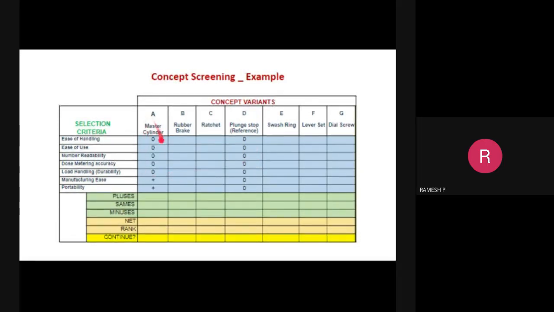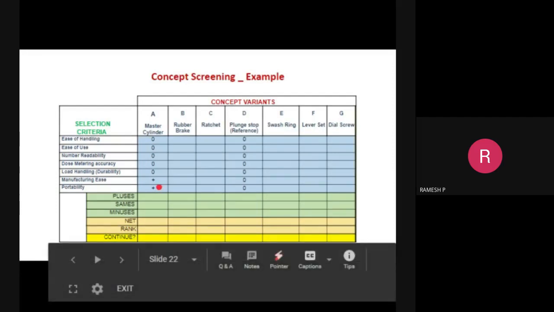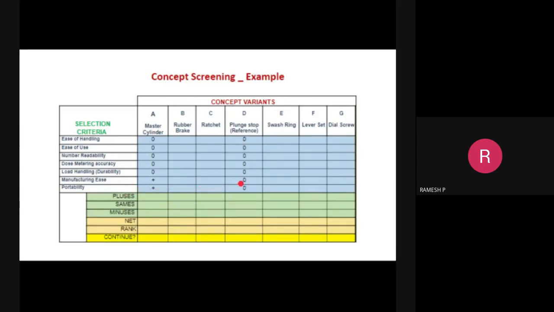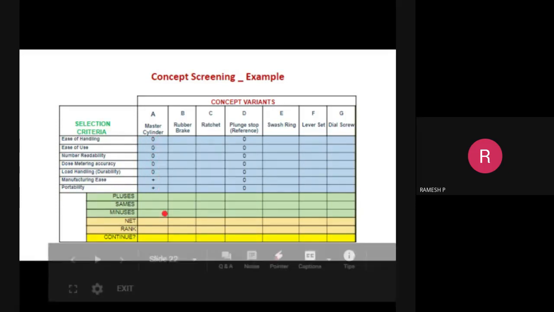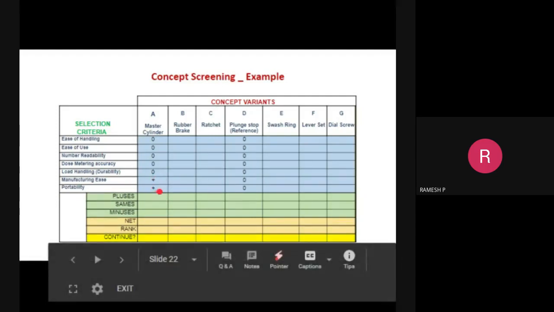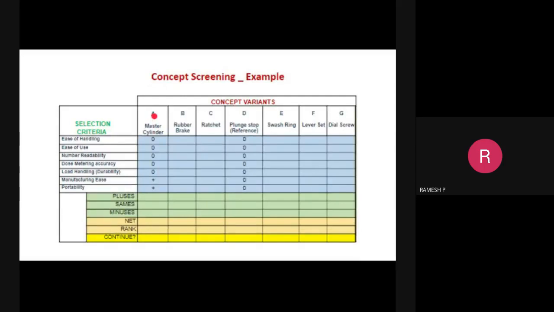First one, A, master cylinder. Here for the master cylinder, ease of handling is neutral. So consider the same syringe example as we are exhibiting here. Concept A was rated to have 2 better-than criteria. You can see the positive for ease of manufacturing and positive for portability compared with the reference concept D. And you can see there is no worse-than rating, there is no negative rating. So everything is neutral, and only 2 selection criteria seem to be positive when comparing concept A, the master cylinder, with concept D, the plunger stop.